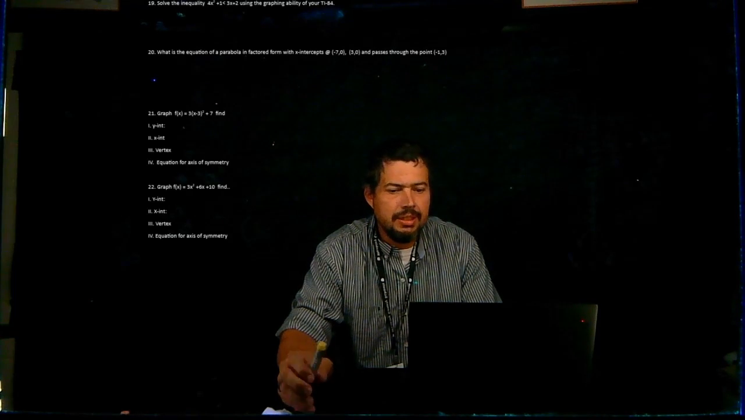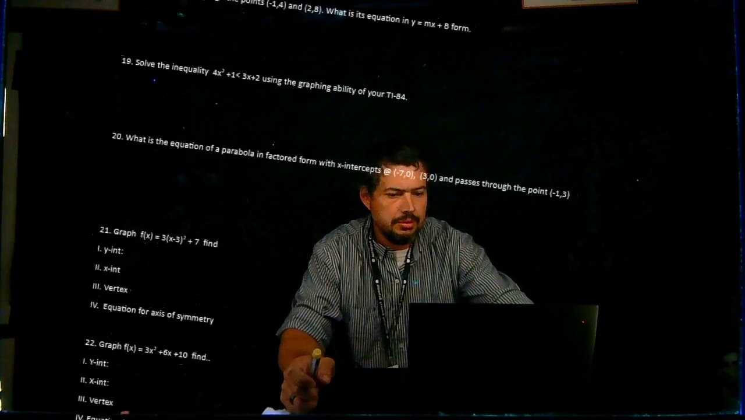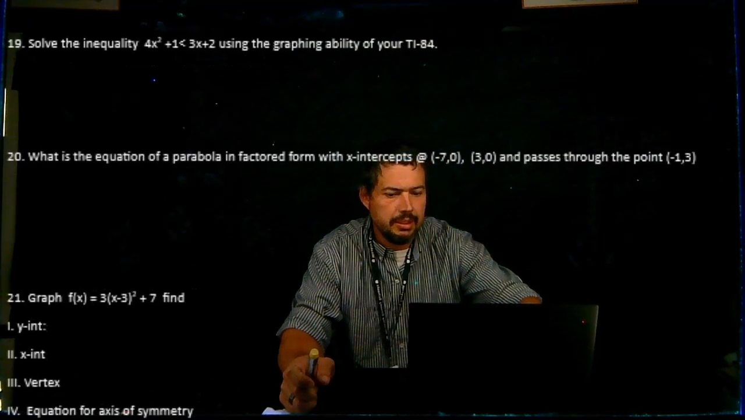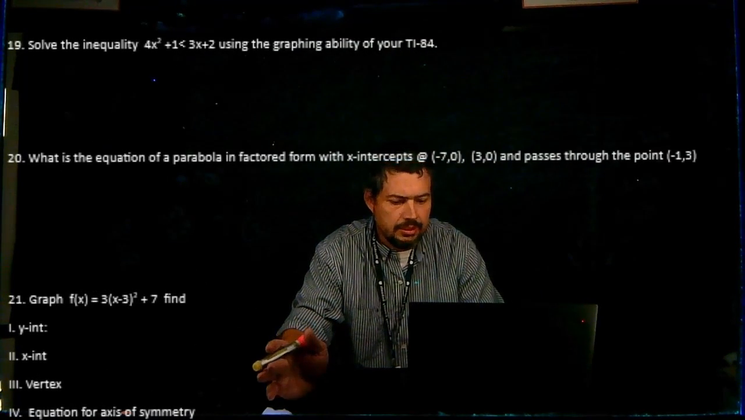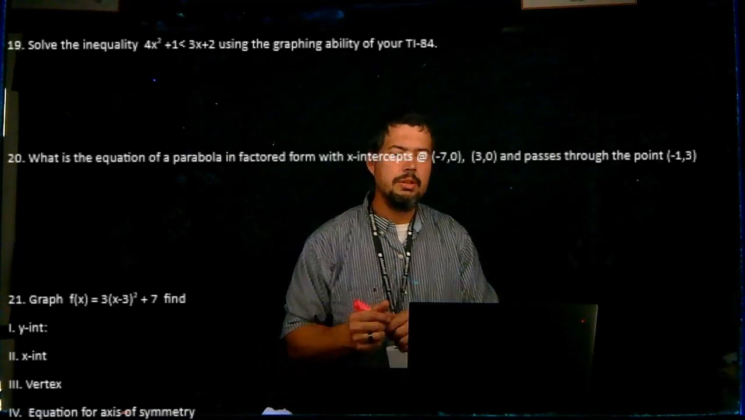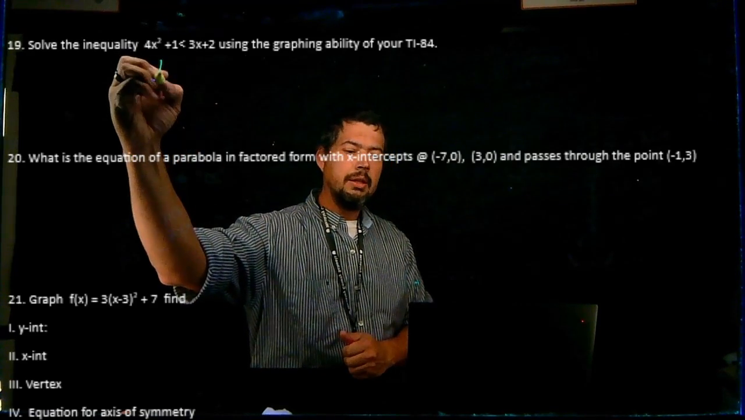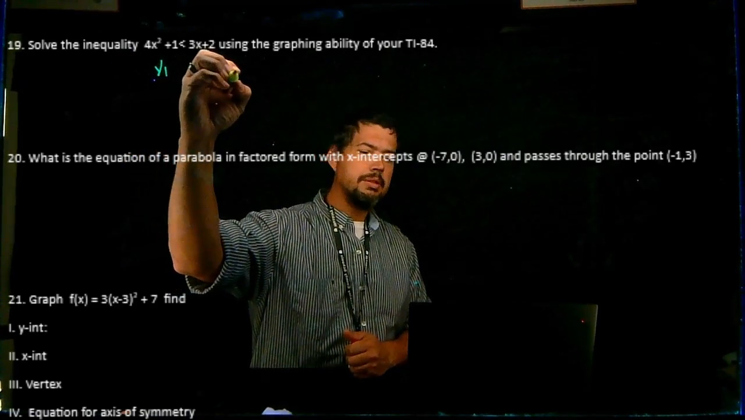19 is solve the inequality 4x squared plus 1 being less than 3x plus 2 using the graphing ability of your TI-84. So obviously you're going to grab your TI-84, right? And what you're going to do is you're going to place the left-hand side into y1. And I'm going to be drawing, and you should too, because the drawing is part of it.